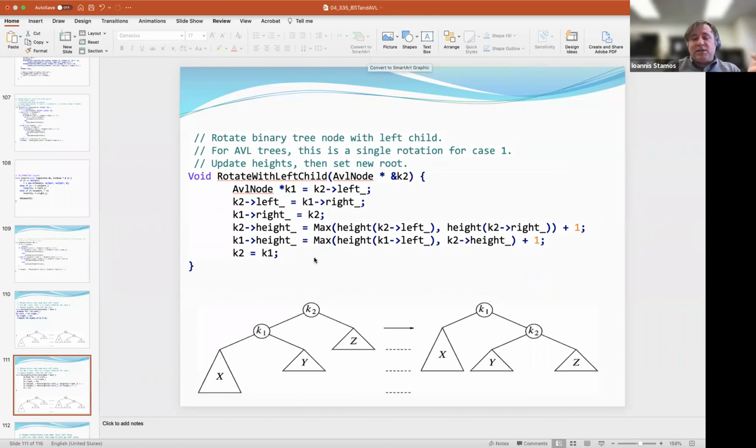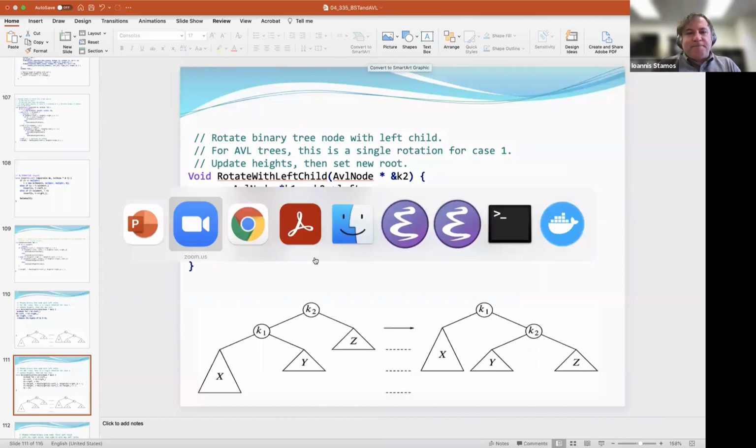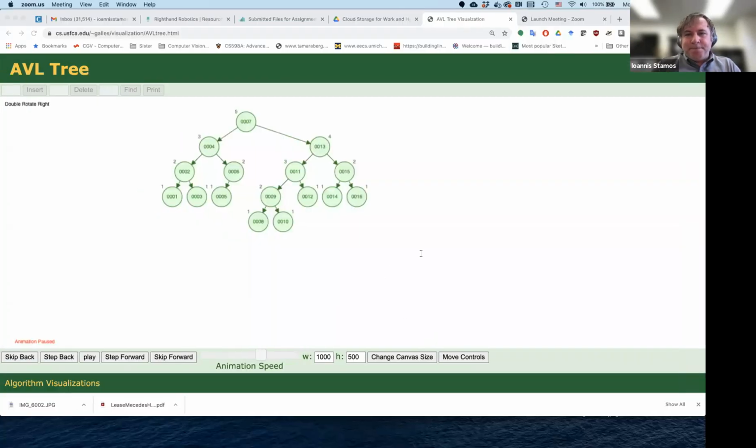If you don't do it, just for fun, you can go to the code and remove K2 equals K1 from rotate with left child and see what will happen. Just check it. All right, I think we stop here. Any questions?